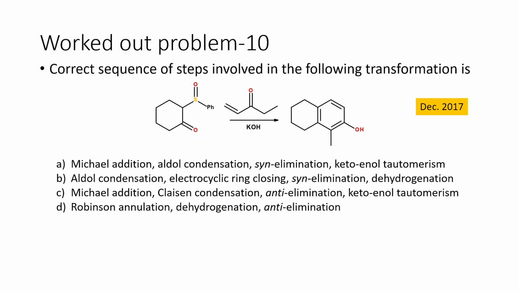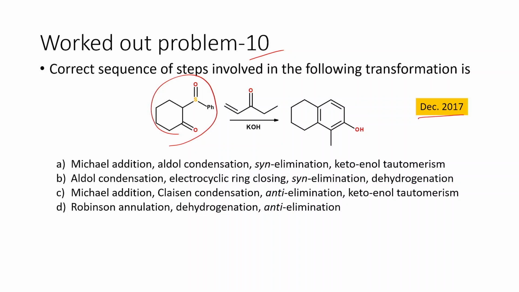So let us move on to the next problem. Here the question is: the correct sequence of steps involved in the following transformation is. This question was asked in December 2017. So we have a carbonyl compound that is reacted with the alpha beta unsaturated compound to give a phenolic derivative. So this is the overall reaction.